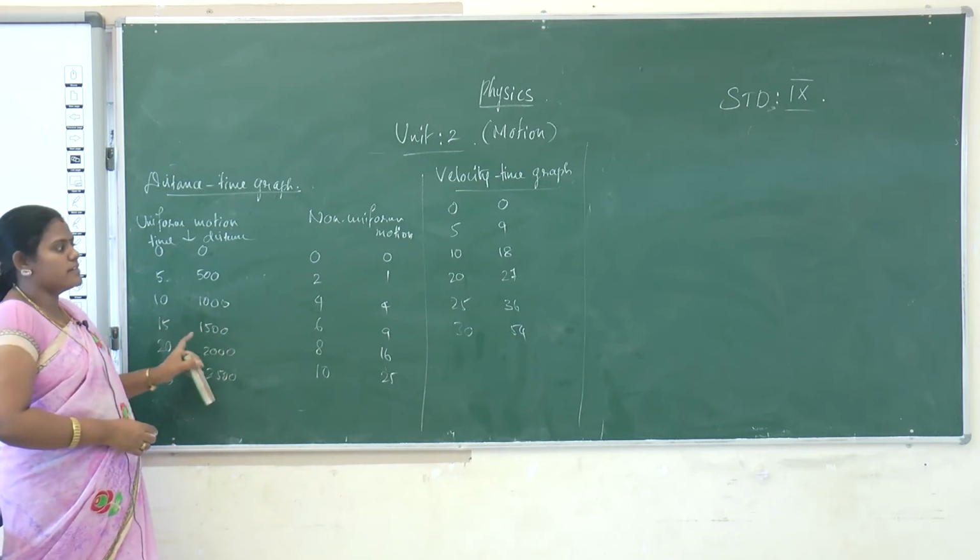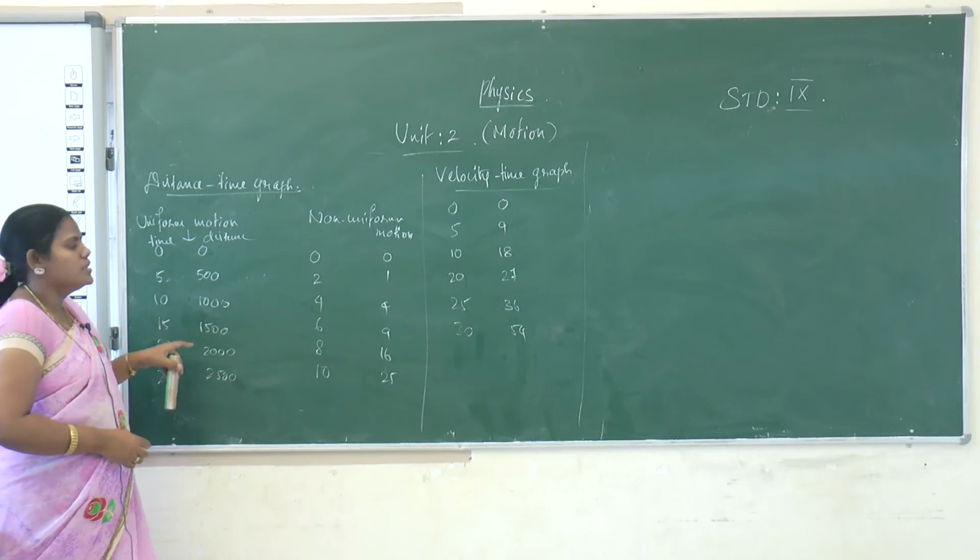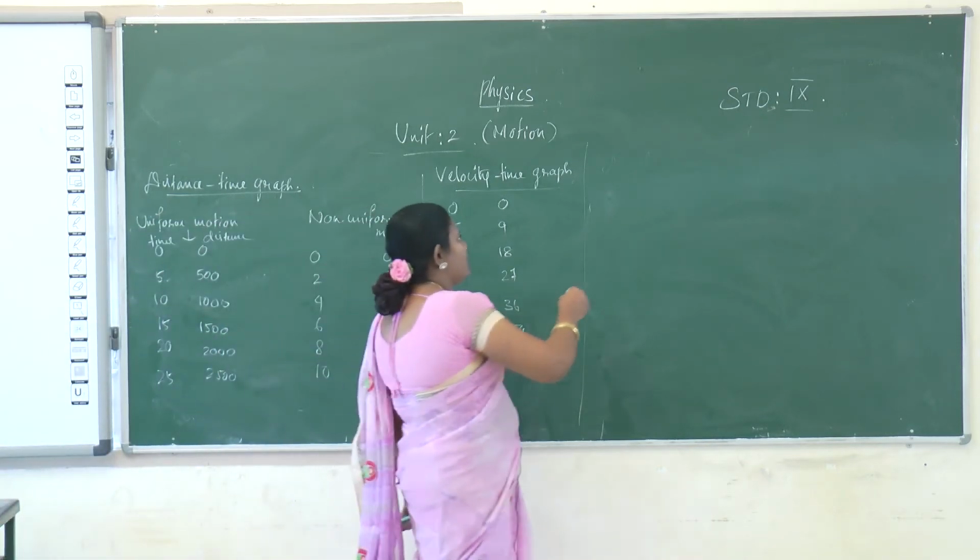Equal distances are covered in equal intervals of time. That is called uniform motion. And then you have to plot the graph.